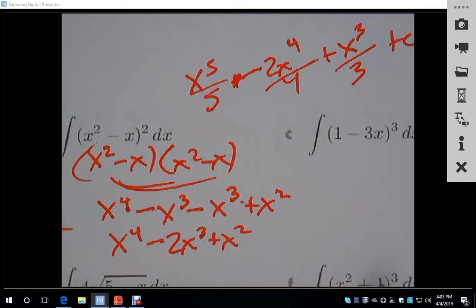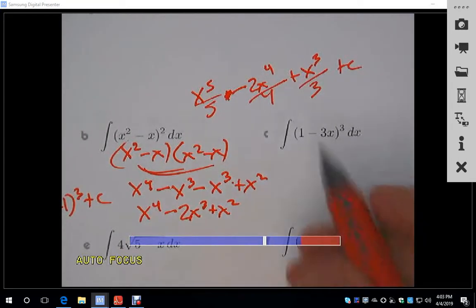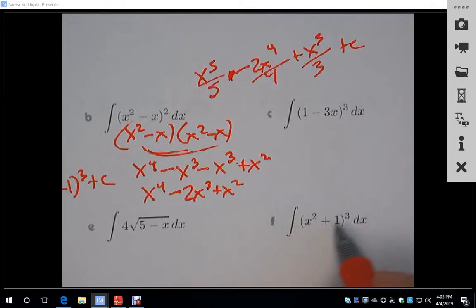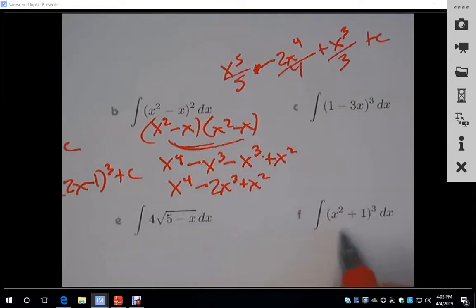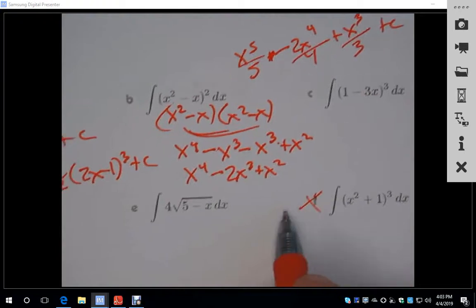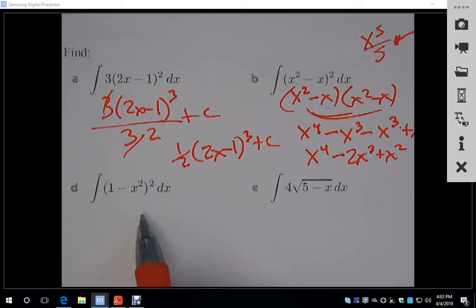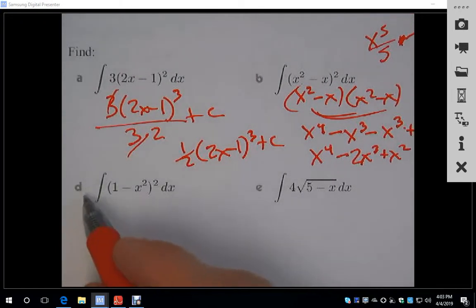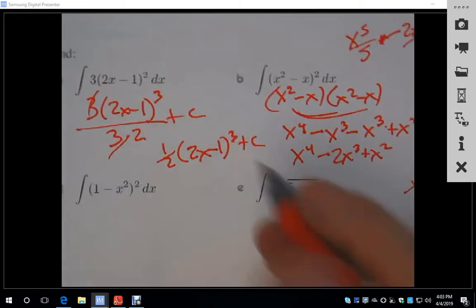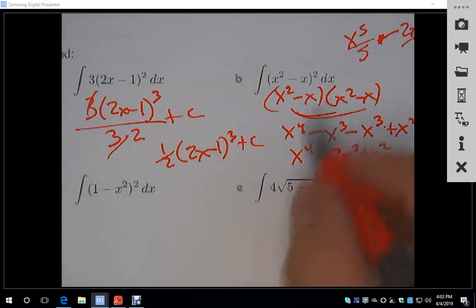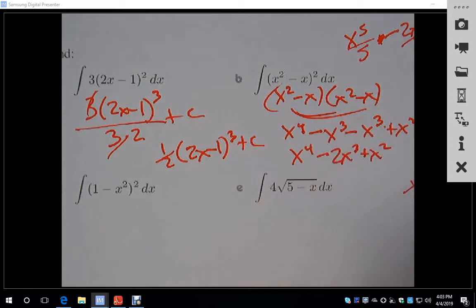So if the inside function is not linear, as in this one as well, you're not going to be able to use these simple methods that we're doing now. Here's another one that's going to be more complicated. You're going to actually have to expand it rather than do the integration the simpler way.